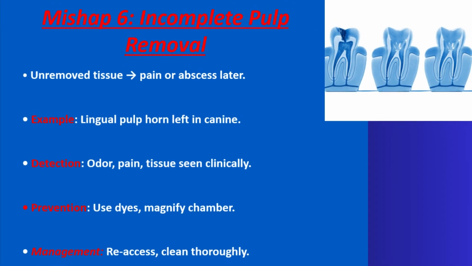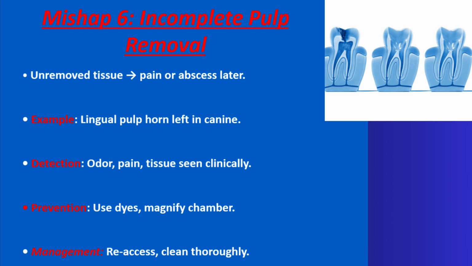6. Failure to remove all pulp tissue. Explanation: incomplete deroofing or missed pulp horns leaves necrotic tissue that may lead to persistent inflammation or infection. Example: upper canine. Patient develops swelling weeks later. Lingual pulp horn wasn't removed. Detection: lingering odor, bleeding, or pain after access. Clinical inspection shows chamber remnants.